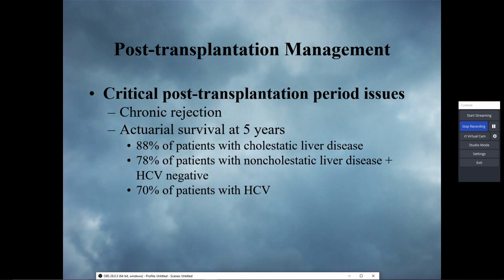Now, that being said, as long as they don't go into host versus graft, as long as they don't get an acute infection of sorts, the survival rates past 5 years are actually pretty darn good. And if you can look down here, people with liver issues that get these transplants past 5 years, the survival rates are very high.